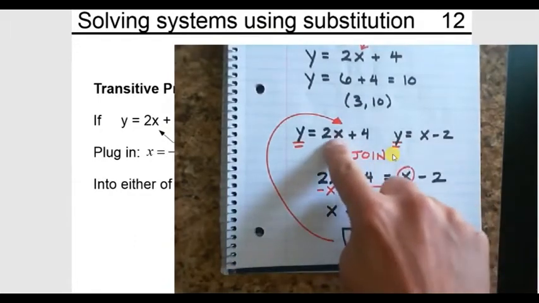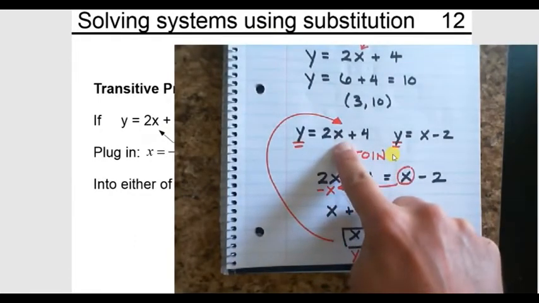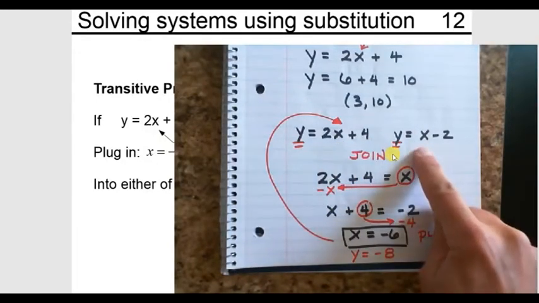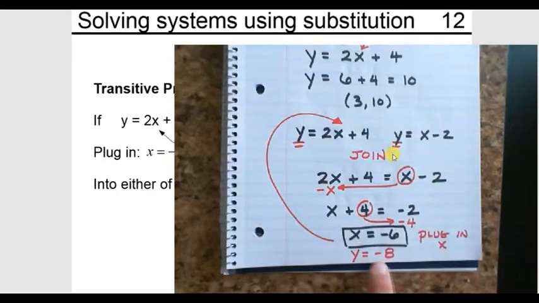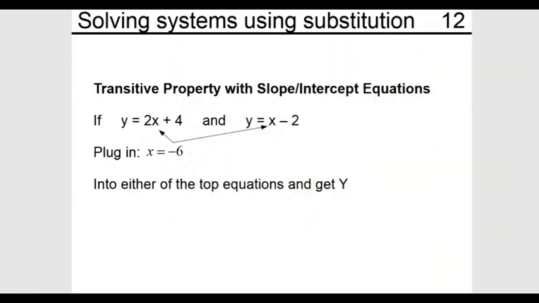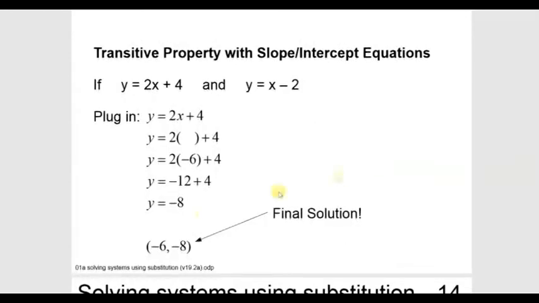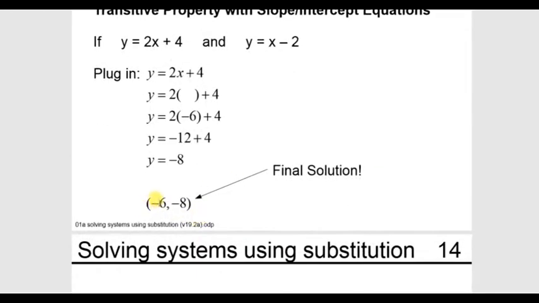Let's see, if I put it right here, this is 2 times -6, which is -12 plus 4, which is -8. Or, ready, this is -6 minus 2, which is -8. Either way, it's going to be -8. I can plug it into either location. And I get -8. And there is my final solution. My final solution is -6, -8.